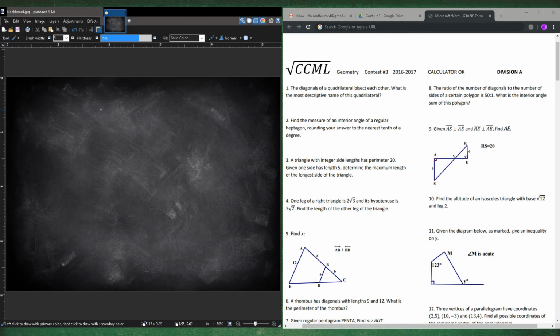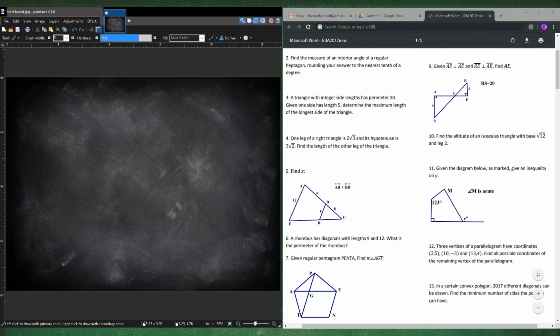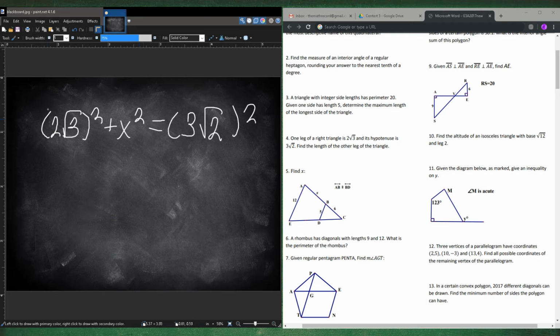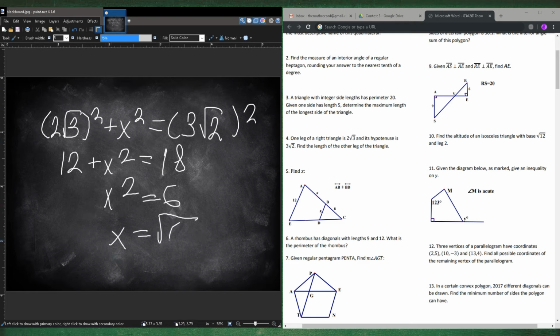Okay, question 4. One leg of a right triangle is 2 square root 3 and its hypotenuse is 3 square root 2. Find the length of the other side. So this is just a typical Pythagorean Theorem question. So leg 1, 2 square root 3 squared, plus the other side length, we'll say x, squared is equal to the hypotenuse, which is 3 square root 2 squared. So that's 4 times 3 which is 12, plus x squared is equal to 9 times 2 which is 18. So x squared is equal to 6, so x is equal to square root 6. So that's your answer, square root 6.